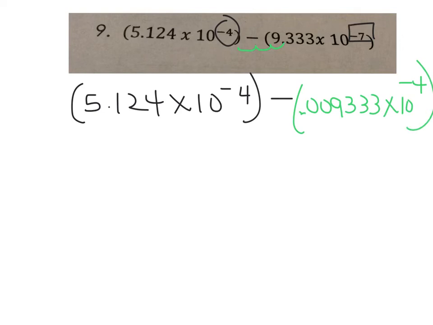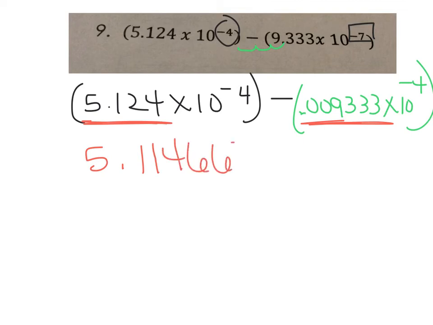Now, what I'm ready to do next is, because it's subtraction, I need to take this number minus this number on my calculator. I'm not going to do it in my head. I get 5.114667. A lot of you copied those digits wrong off your calculator. Times 10 to the -4th.